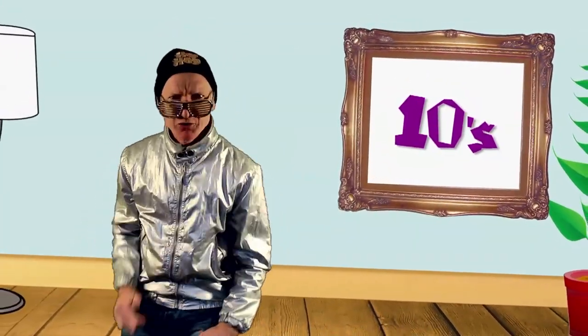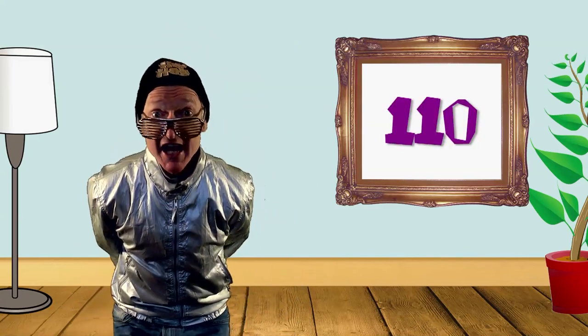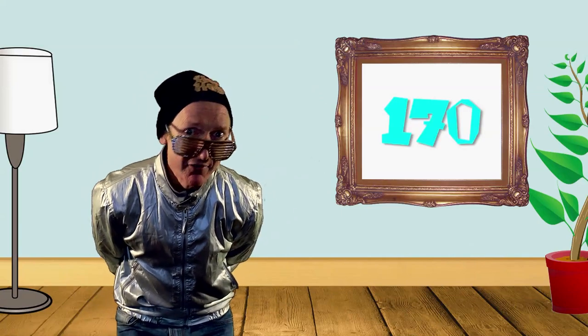Skip counting. Yeah. Skip counting in tens. You go 10, 20, 30, 40. Hip-hop math. It's a fresh new story. 50, 60, 70, 80. Now slow it down, cause it's hard. You go 90, 100, 110, 120, 130, 140, 150, 160, 170, 180, 190, 200. You go 10, 20, 30, 40, 50, 60, 70, 80, 90, 100, 110, 120, 130, 140, 150, 160, 170, 180, 190, 200.